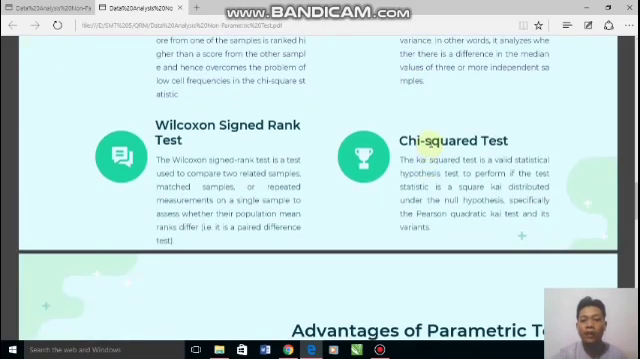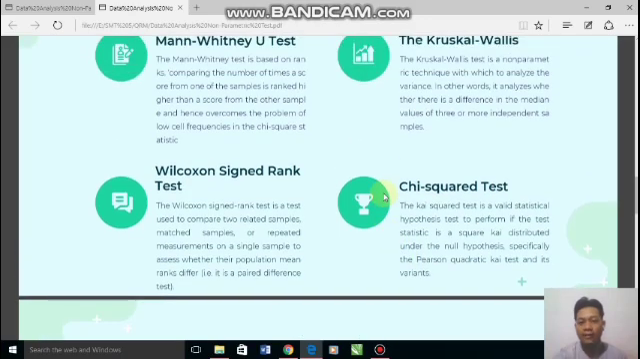The chi-square test is a valid statistical hypothesis test to perform if the test statistic is chi-square distributed under the null hypothesis, especially Pearson's chi-square test and its variants. To understand more, you can read our paper or our PowerPoint.